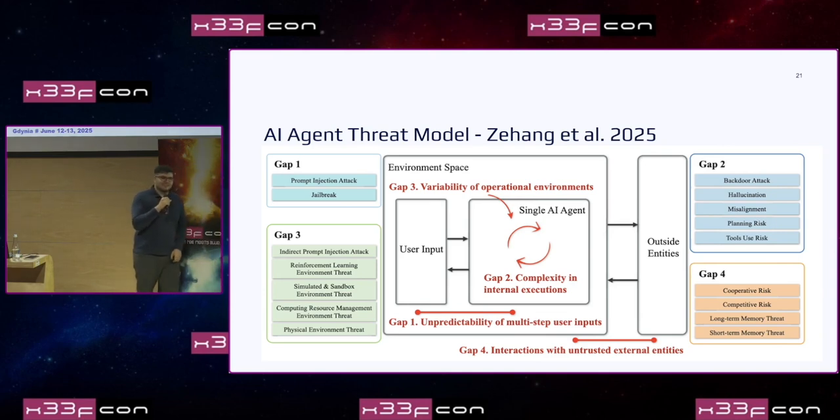But what I would really like to focus on in this talk is gap number 2, which is complexity in internal executions. Neatly named, but what it's really about is looking at how the LLM itself, or how the core of your agent, might actually have different ideas in mind than what you would like it to have.